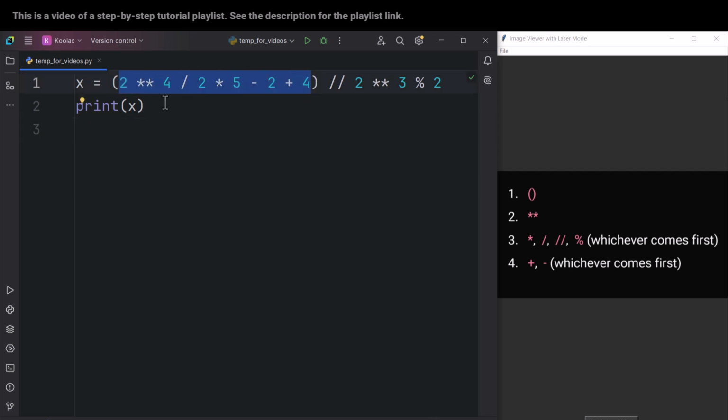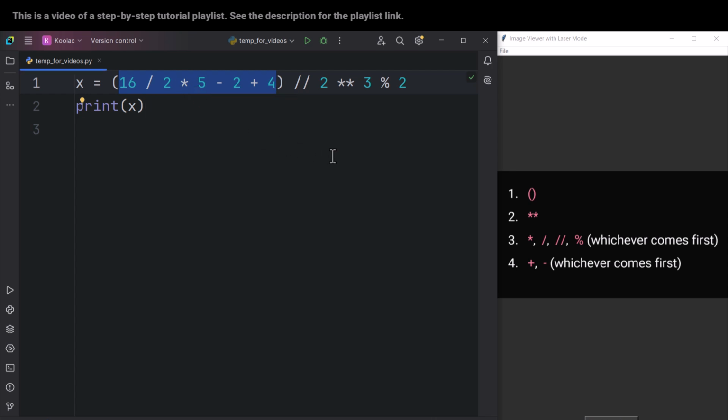Now we should refer to this list. Do we have any parentheses inside this parenthesis? No, we don't have. So we should go to the next one. Do we have any power operator? Yes, we do have. As you can see, 2 to the power of 4 is 16. Once again, do we have any parentheses here? No, we don't have. Do we have any power operator here? No. Do we have any, for example, multiplication, division, or whatever here? Yes, we have. We have this division operator, and also we have this multiplication operator.